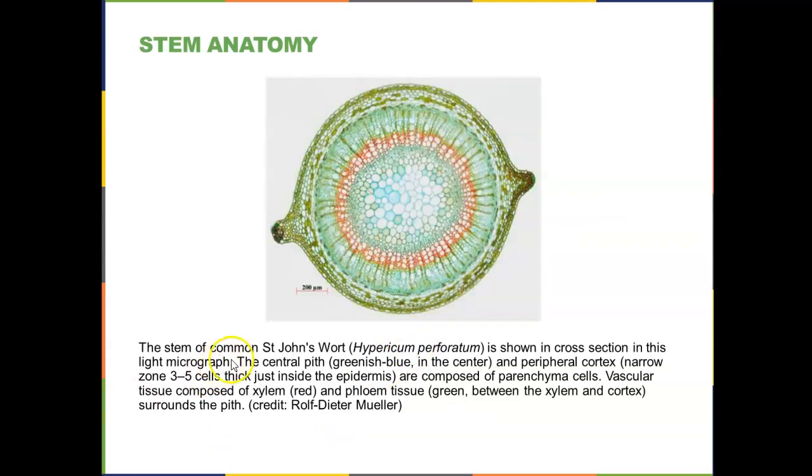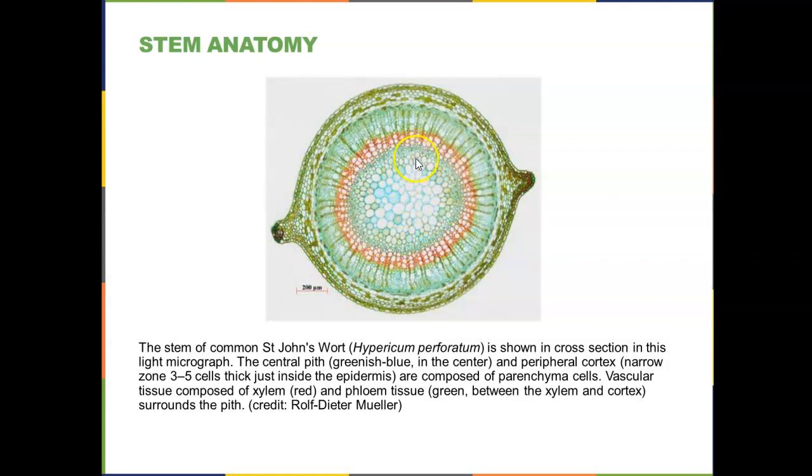Here's a cross-section of the stem of, as it says right here, St. John's wort, Hypericum perforatum. And here we have pith in the center, a ring of vascular tissue. This is going to be the xylem with the very large diameter hollow cells right here. Phloem outside of that. And then some cortex ground tissue out here. So this is going to be parenchyma and/or collenchyma. This is going to be mostly parenchyma, maybe a little bit of collenchyma.